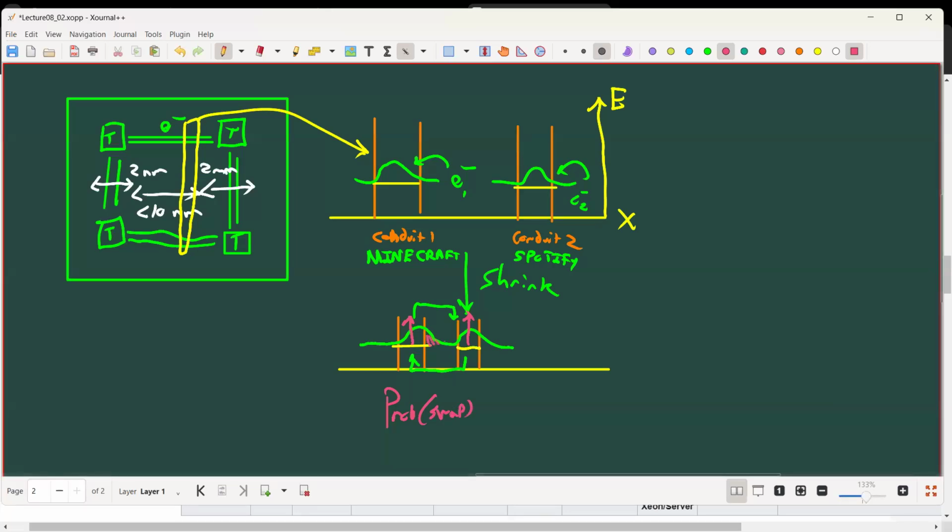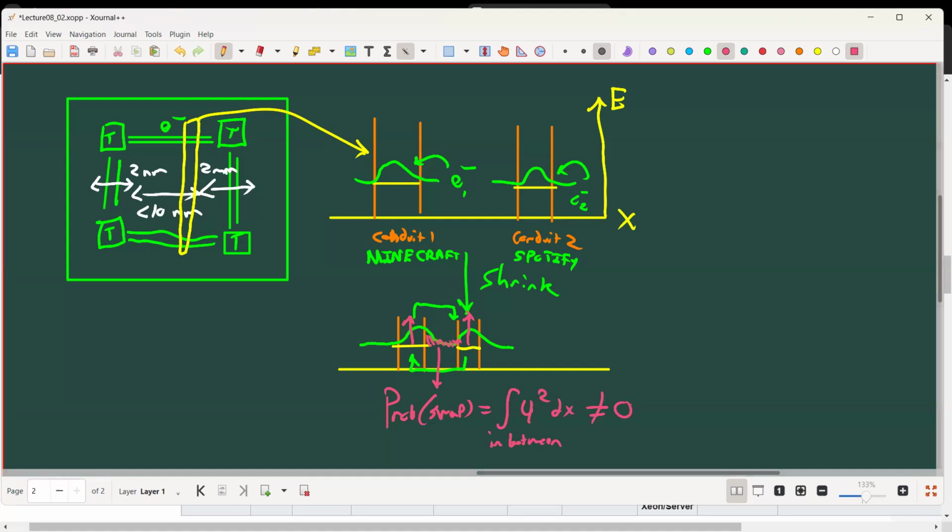which is the area under the curve in between, I'll just say in between, so squared, x is not equal to 0. And so there's some probability that, let's say you send this Minecraft instruction here, and then somehow the electron that's associated with that current for that instruction ends up on the Spotify conduit instead. Right? And so whatever transistor at the end of conduit 2 gets triggered, which does something completely different than what you originally told the CPU to do.